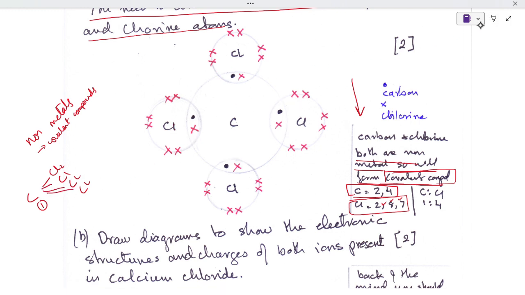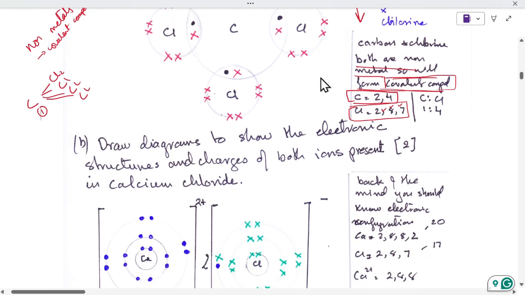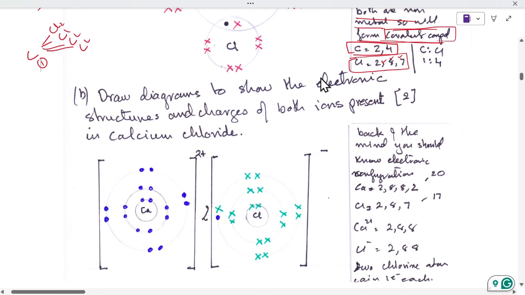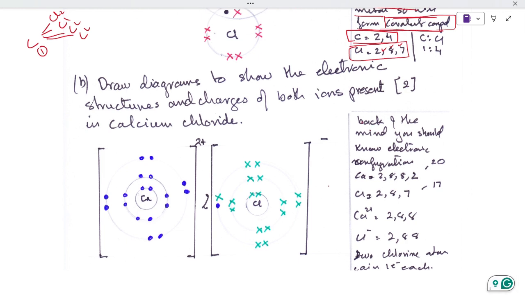Now the B part, draw diagrams to show the electronic structures and charges of both ions present in calcium chloride. Now here again, you should know in the back of your mind the atomic numbers of calcium and chlorine and their electronic configurations, which I have given you on the right hand side. Calcium, its atomic number is 20, so 2, 8, 8, 2. Chlorine, its atomic number is 17, so its configuration comes out to be 2, 8, 7.